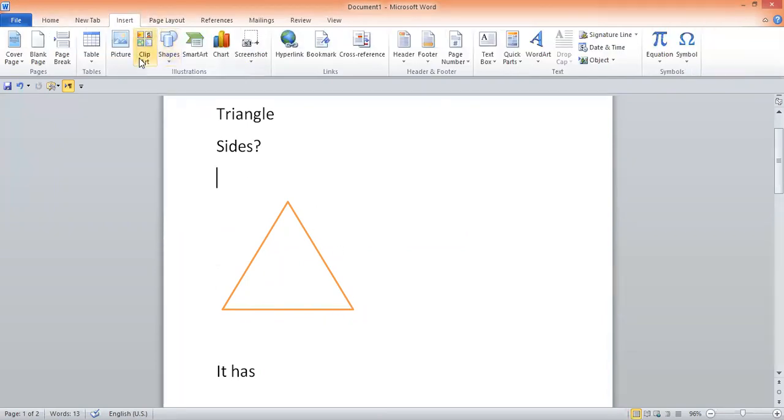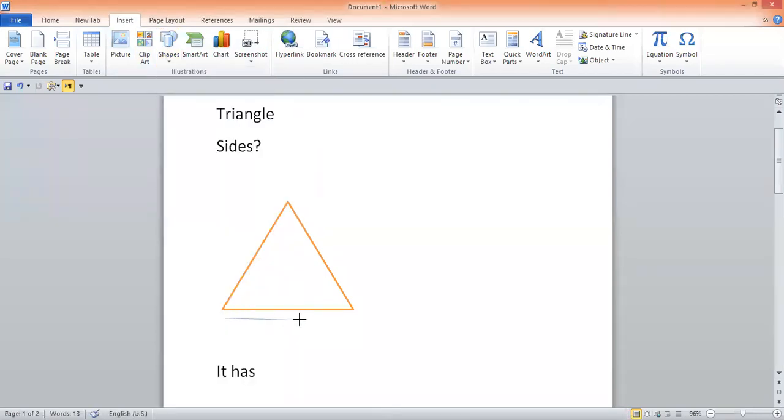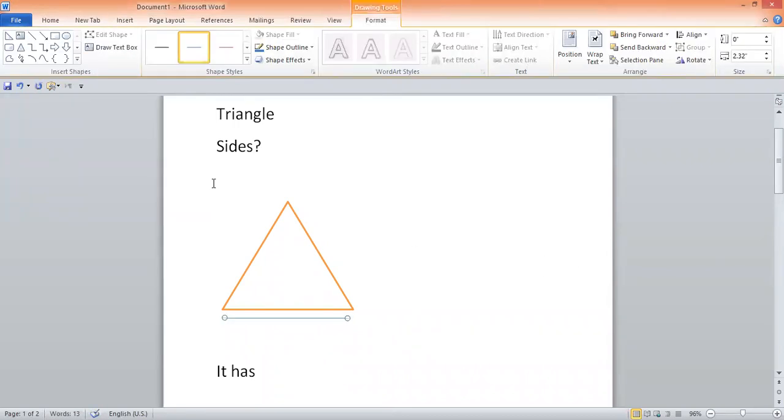I can show you by drawing some lines here. You can see this is the base of this shape. One line, one side. With another line, you can check another side. This is the second side. And here, this one is the third side. So, a triangle is a 2D shape which has three sides.